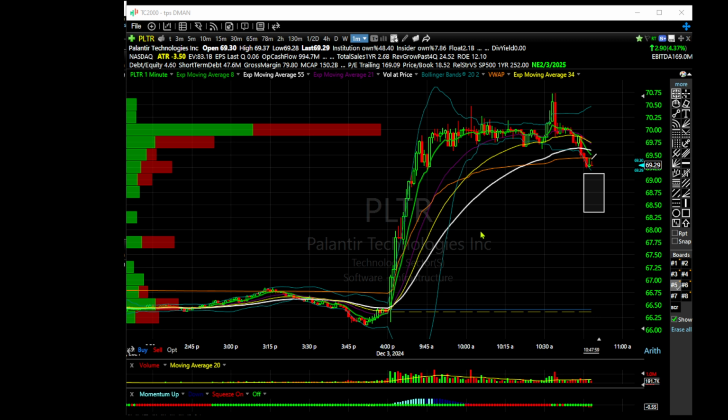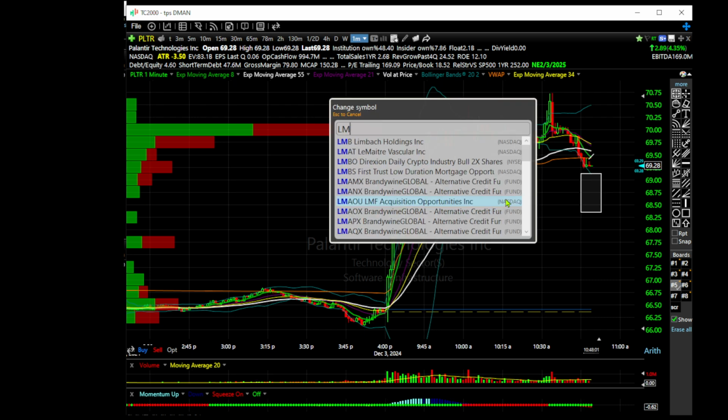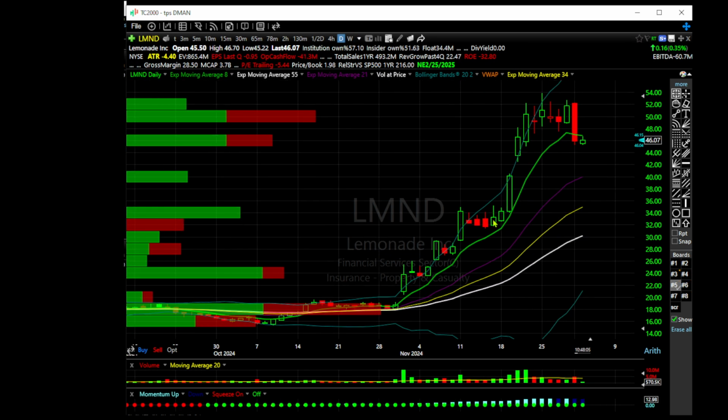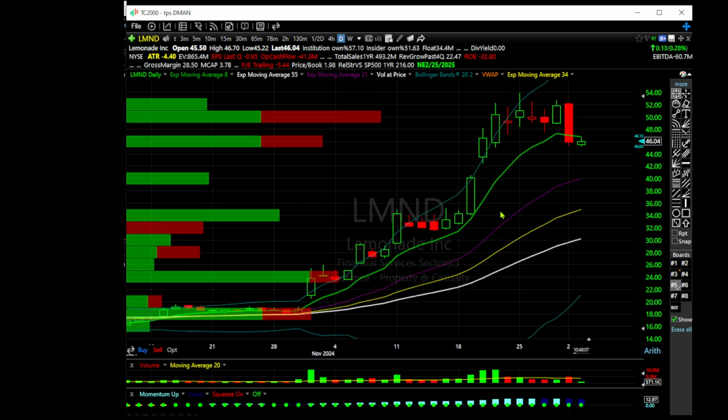Okay, which chart would we like to kind of break down? Would you guys like to use Lemonade, since I think some of you guys are in that? Because I haven't done anything with this. I don't know anything about where the levels are.